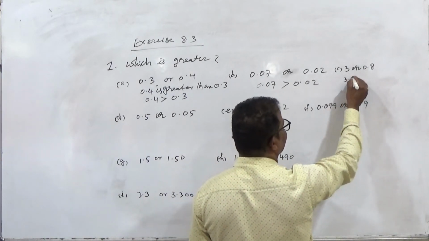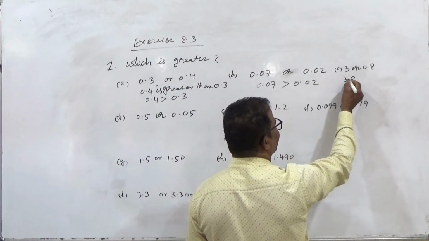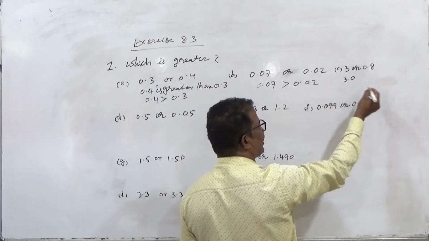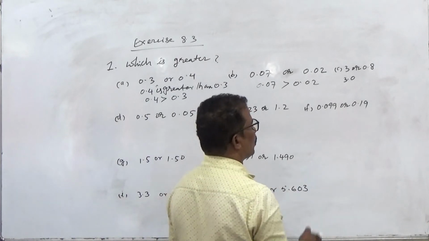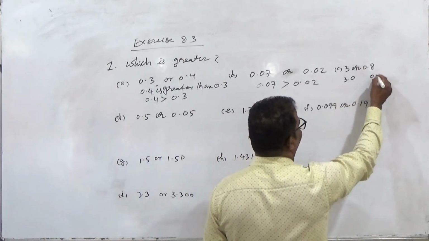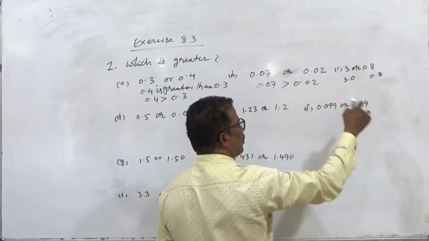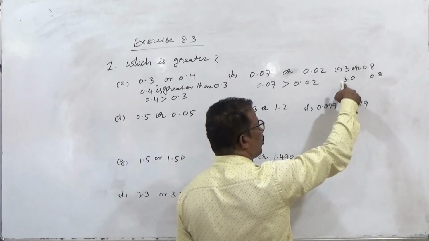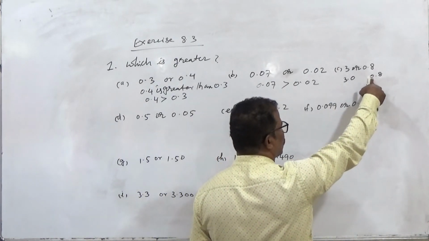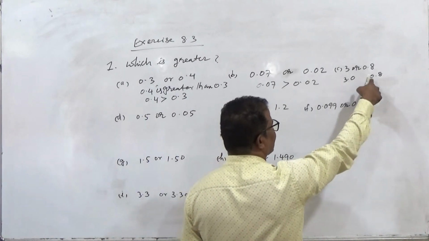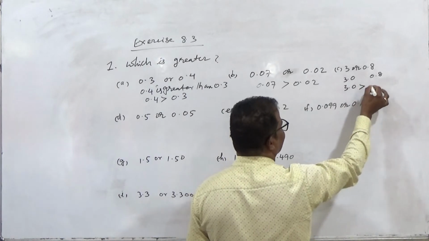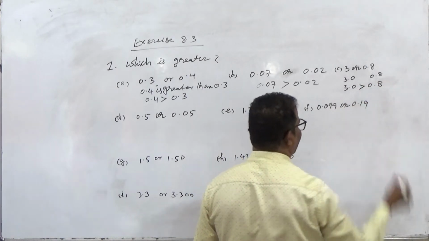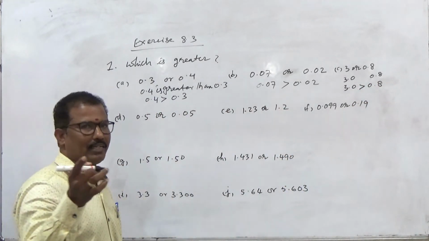3 means it is 3.0 only, because in the whole part 3 is there and in the decimal part nothing is there, so we can put a point here, and the 10th place is 0 only, and here 0.8. Now we can compare. First the whole part. In the whole part 3 is there, here in the whole part 0 is there, and 3 is bigger than this 0. That means 3 is greater than 0.8. Hope all are understanding now.